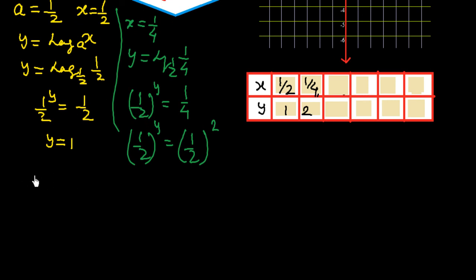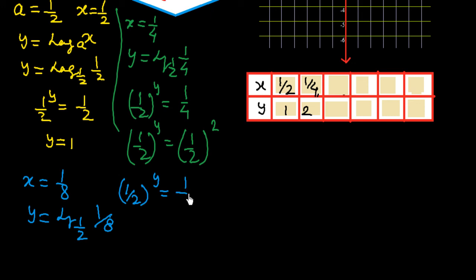Now the third point we take here. If x is equal to 1 by 8, we see what happens. So y is equal to log 1 by 8 base 1 by 2. So we get 1 by 2 power y is equal to 1 by 8. So 1 by 2 power y is equal to 1 by 2 power 3. So y is equal to 3 if we take x is equal to 1 by 8.